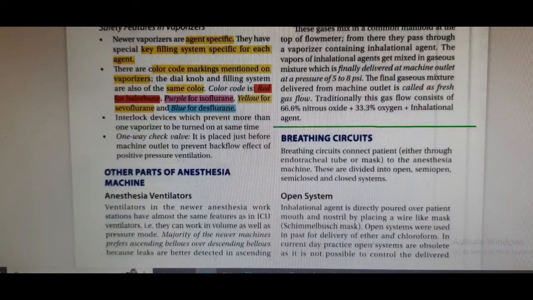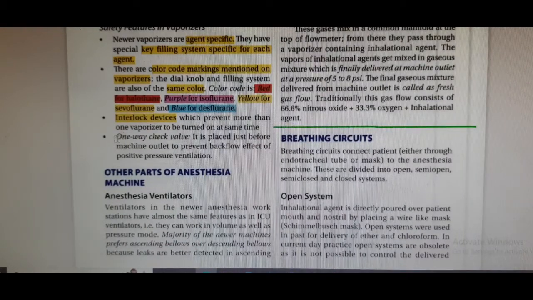Then the interlock devices, which prevent more than one vaporizer from being turned on at the same time. So this interlocking system is very useful as it prevents two different vaporizers from delivering into the patient at the same time. So that is being checked.